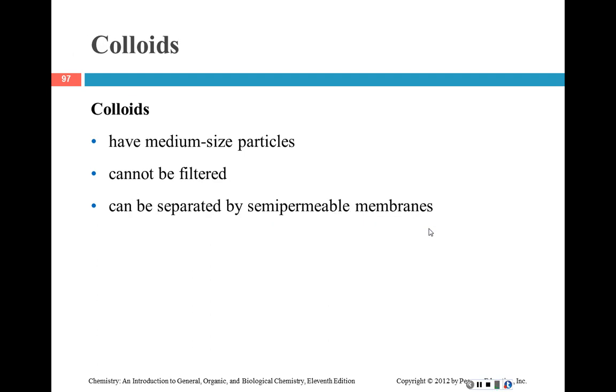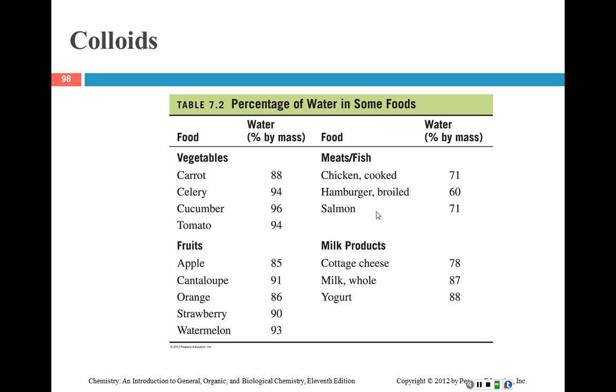Colloids, however, have medium-sized particles. They still can't be filtered, but they can be separated by what's called a semi-permeable membrane. If you recall, that's like what a cell wall is made of. It's semi-permeable because some things can go through and other things cannot, so it is selective in what it allows.